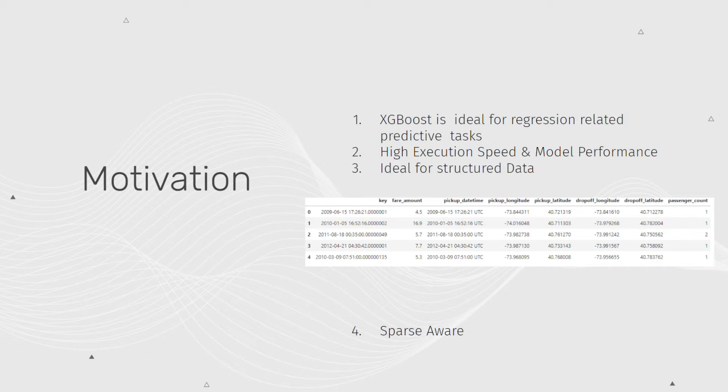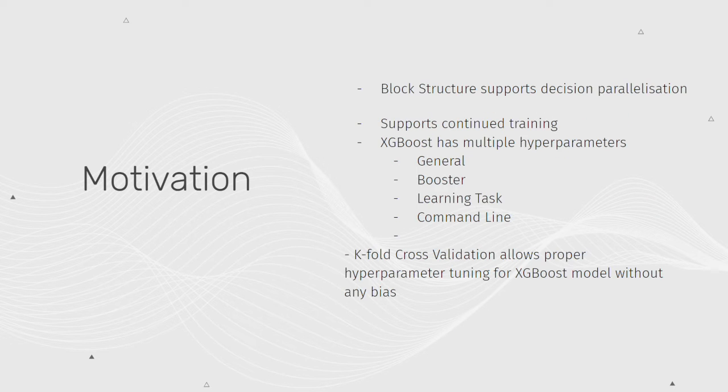It has a high execution speed and model performance, especially when coupled with the GPU, and it's absolutely ideal for the sort of structured data that we have, which was cleaned and pre-processed data and not very messy. But lastly and most importantly, we think that this is sparse aware, wherein it takes care of outliers and doesn't necessarily try and include them within the dataset for the prediction, as it is a boosting model.